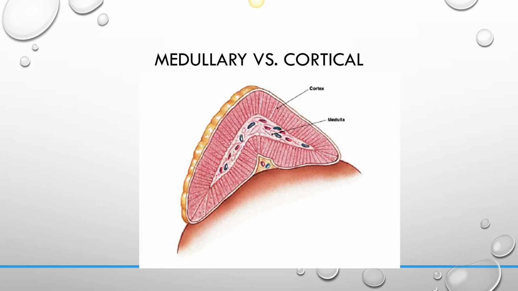Medullary versus cortical. So the medulla of many solid organs is going to be the inside part. So this is showing the adrenal gland. The adrenal gland has an adrenal medulla. That's the inside portion of a mostly solid organ. The kidney has a medulla. Cortical is talking about the outside surface. So here you can see the adrenal cortex. The outside surface of mostly solid organs would be considered cortical.